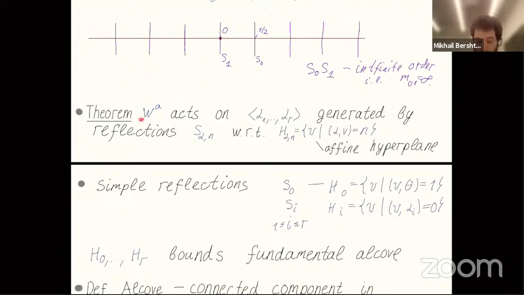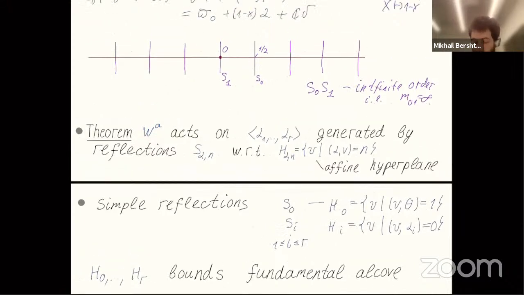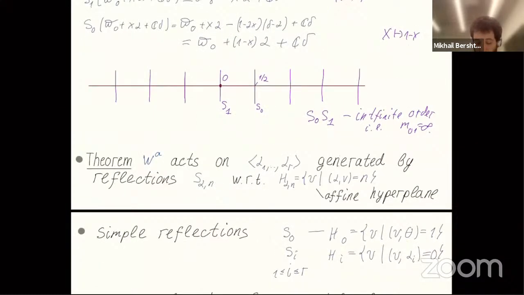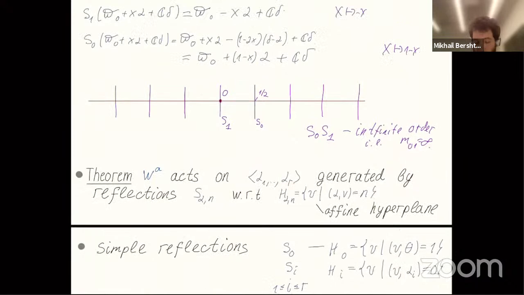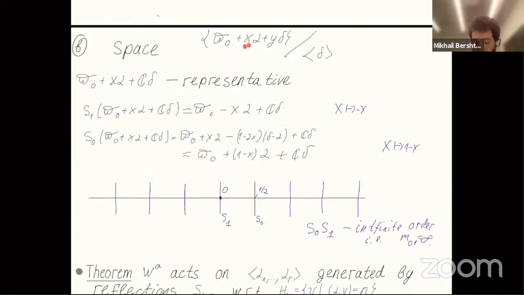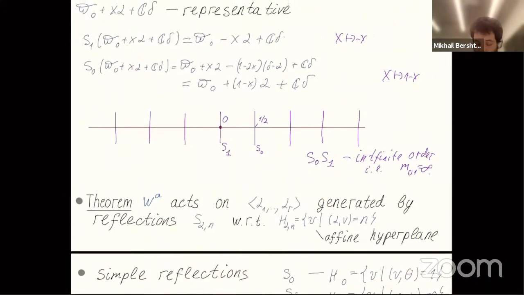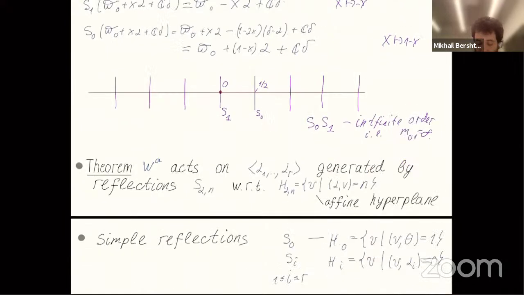The general statement is that this affine group acts on the space generated by alpha 1 through alpha r. This x is actually the coordinates of the space, and this action is generated by reflections with respect to affine hyperplanes. The affine hyperplanes are given by the equation: the scalar product of v with alpha is equal to n. So these affine hyperplanes are labeled by a root and an integer number.